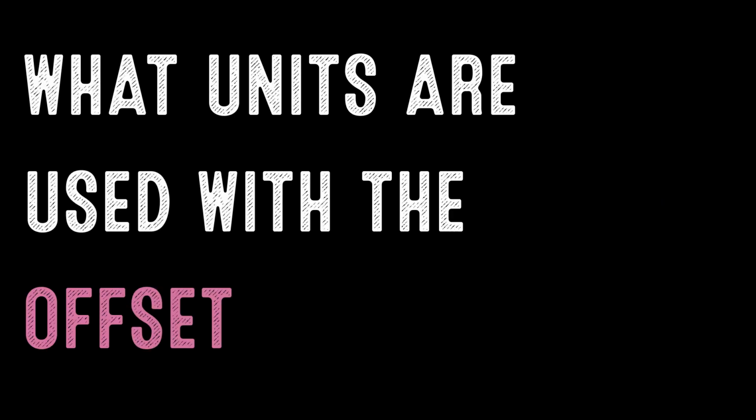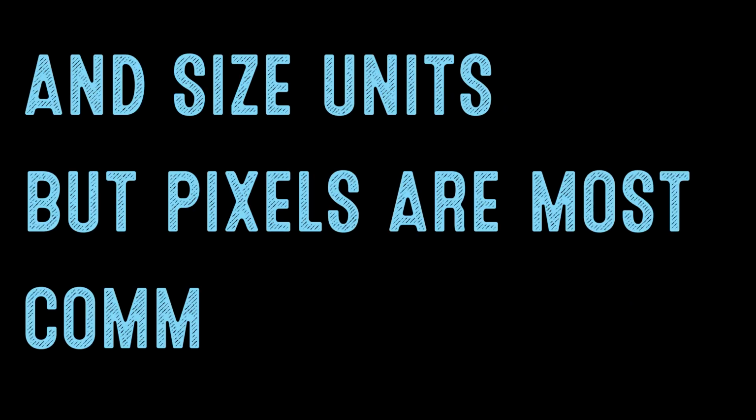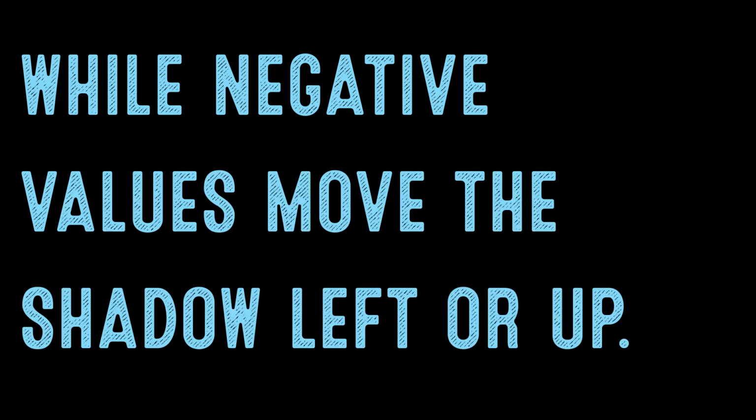What units are used with the offset properties? The offset properties are required and can accept most length and size units, but pixels are most commonly used. Positive values move the shadow right or down, while negative values move the shadow left or up.